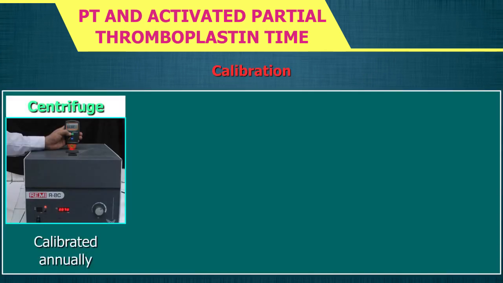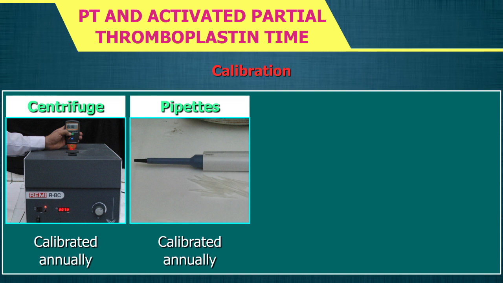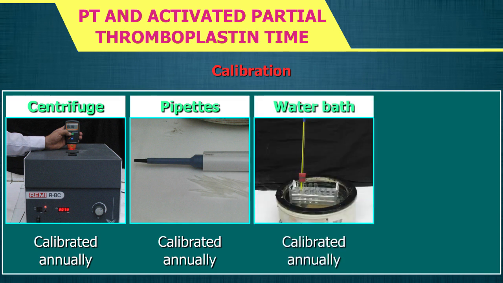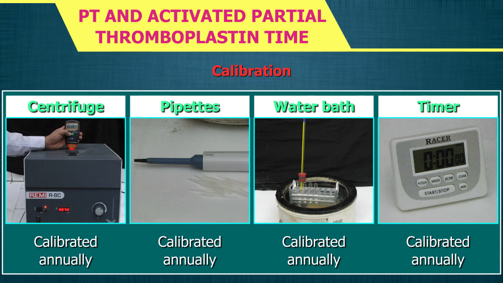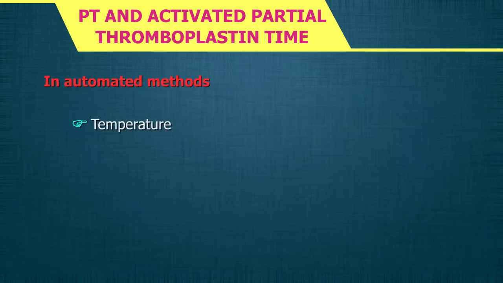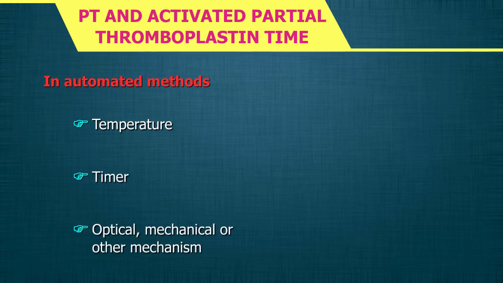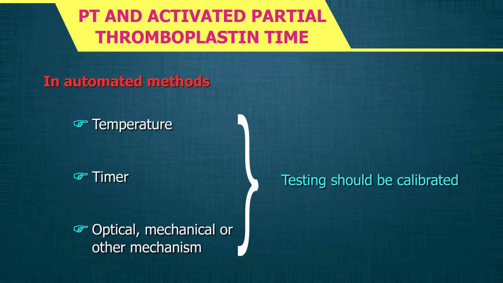Calibration. The centrifuge used for PPP should be calibrated annually. The pipettes need calibration annually. The water bath used for manual methods should be calibrated annually. Ideally, multiple areas of the water bath should be calibrated for the operating temperature. The timer should be calibrated every year. In automated methods, temperature, timer, and optical, mechanical, or other mechanism of testing should be calibrated.